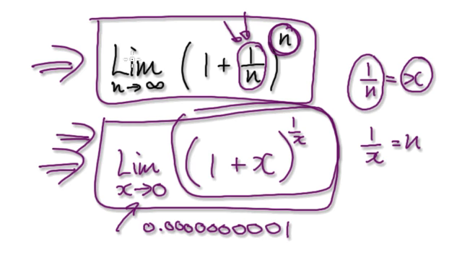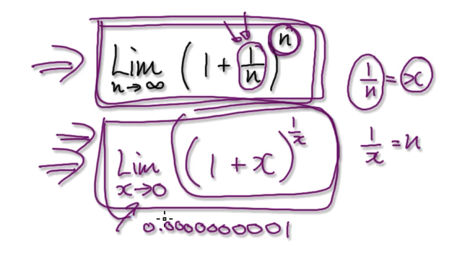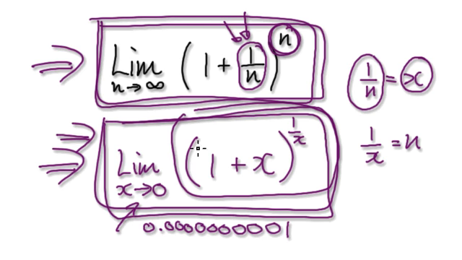The point that I'm trying to make here is that this here is one definition of e, and this here is another definition of e. But these two are pretty much the same, just written differently.